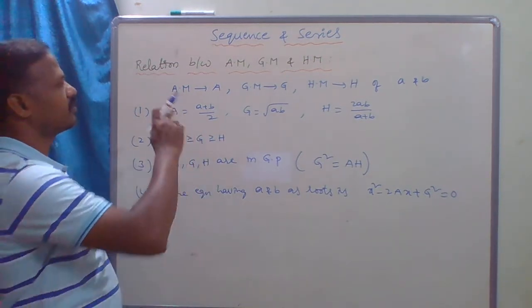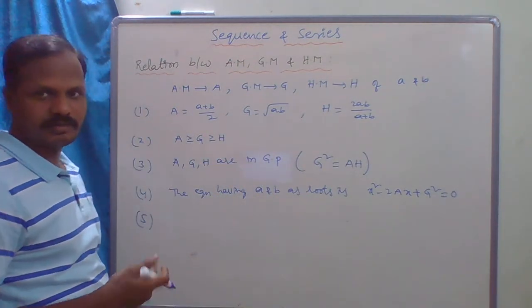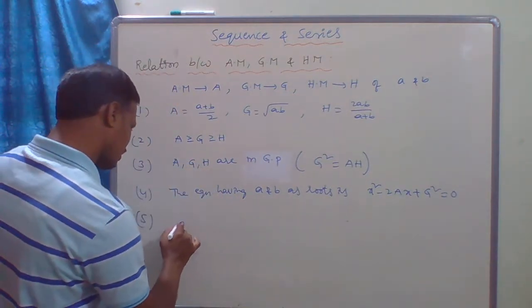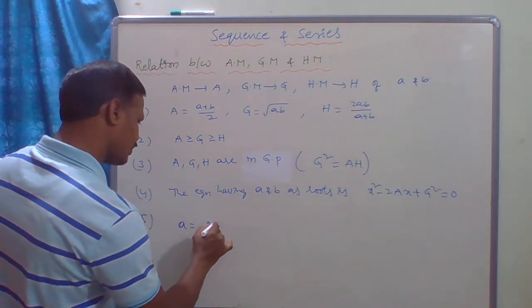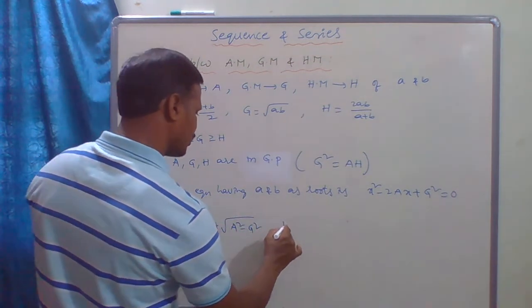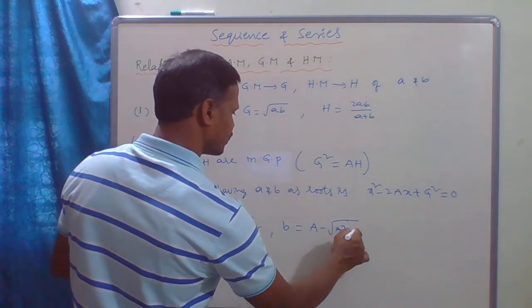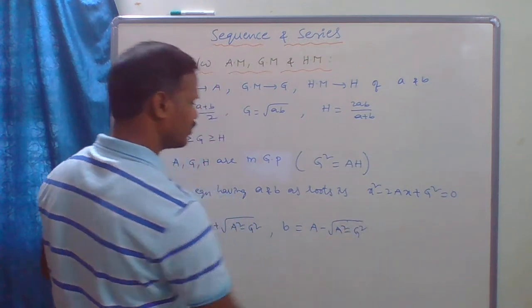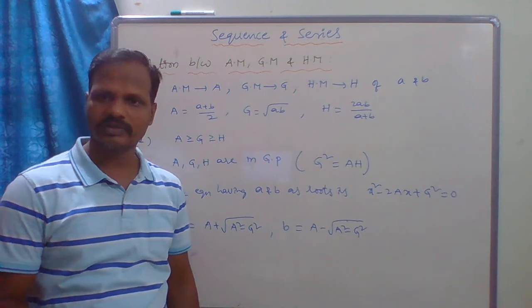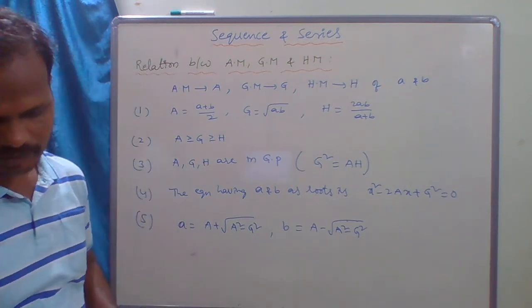Okay, if A and G are the arithmetic mean and geometric mean of a and b, then a equals A plus square root of A square minus G square, and b equals A minus square root of A square minus G square. When the arithmetic mean and geometric mean of two numbers are given, we can find those numbers by using this relation. Clear? Okay.